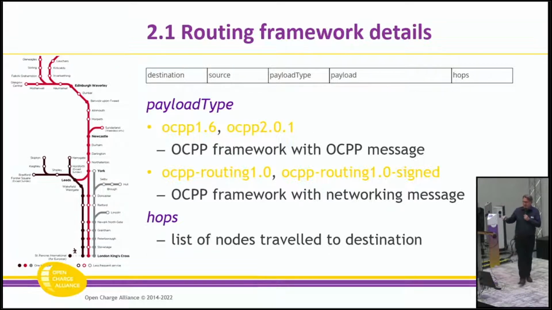And finally, at the end of the framework, we added a hops field. And the hops field just contains the list of all the nodes that your message passed through. It's not really required for the routing, but it will tell the CSMS exactly which nodes the message passed before reaching it. And with that, the CSMS can construct the topology of the network that it has.